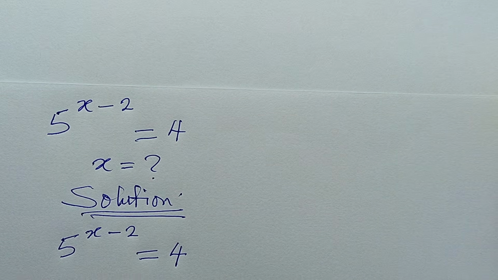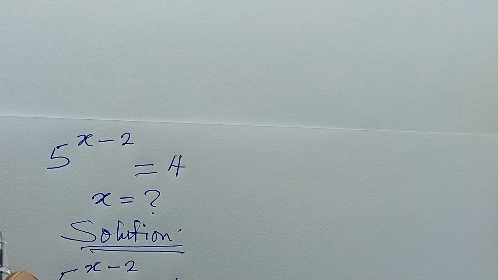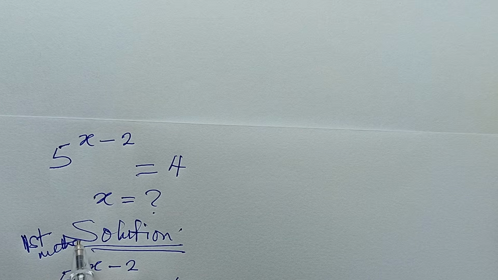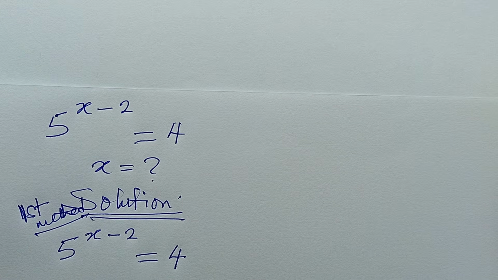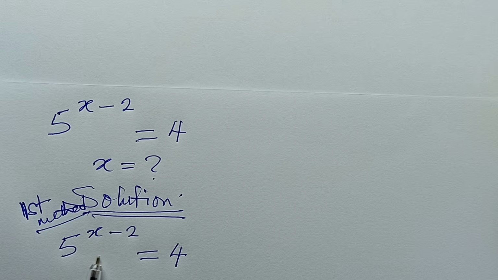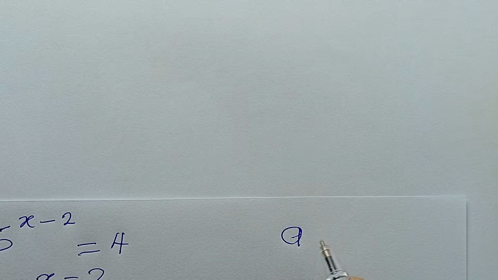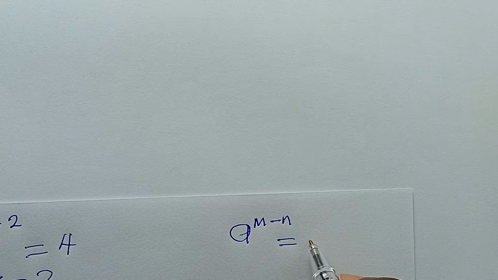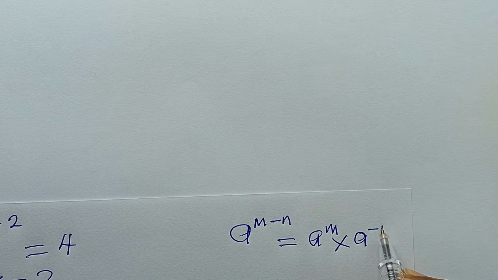Now, the first thing we want to do in this first method, let me specify it out here. First method. In this first method, the first thing we're going to do is simple. We want to rewrite this expression applying a law of indices, which says that a to the power of m minus n is the same thing as a to the power of m times a to the power of minus n.